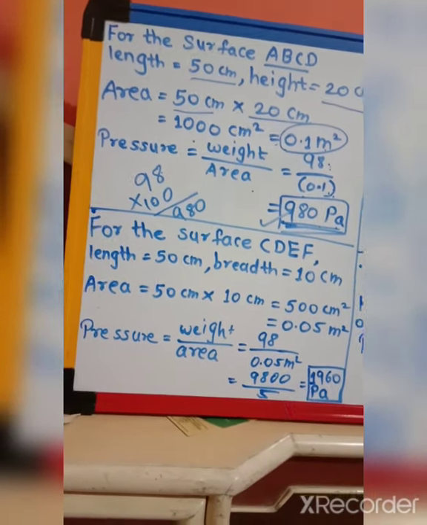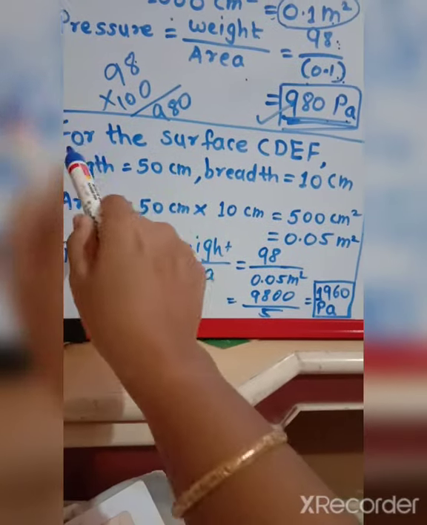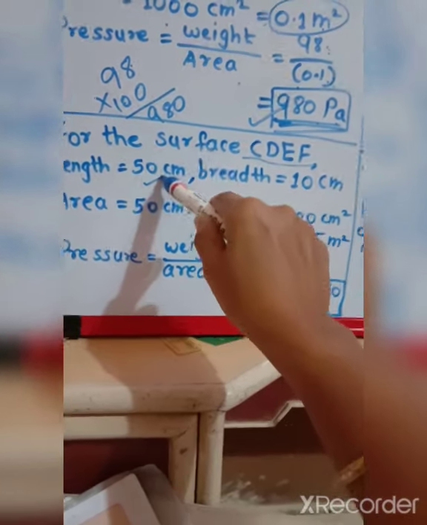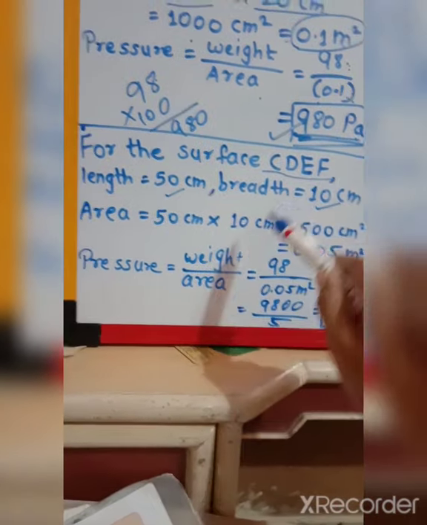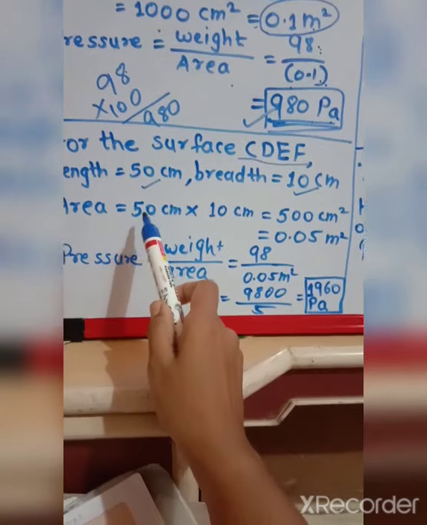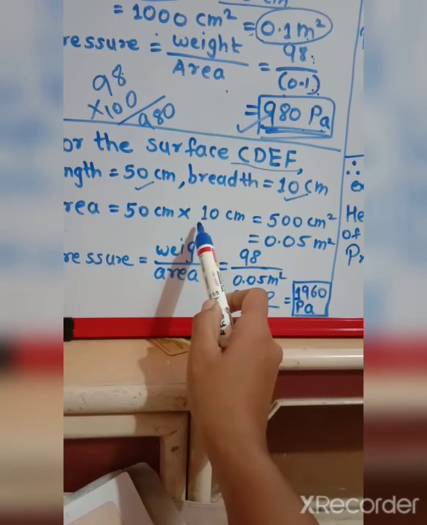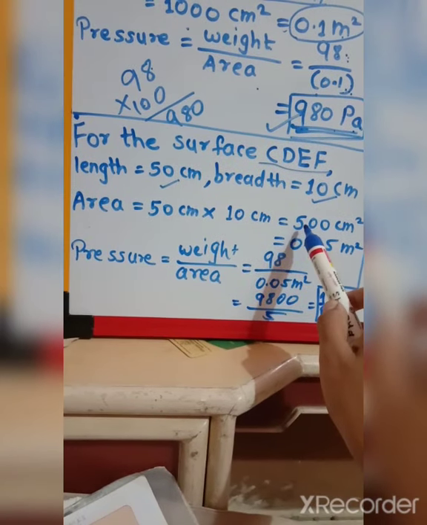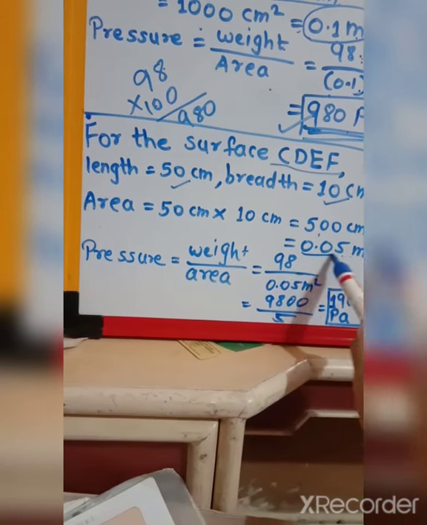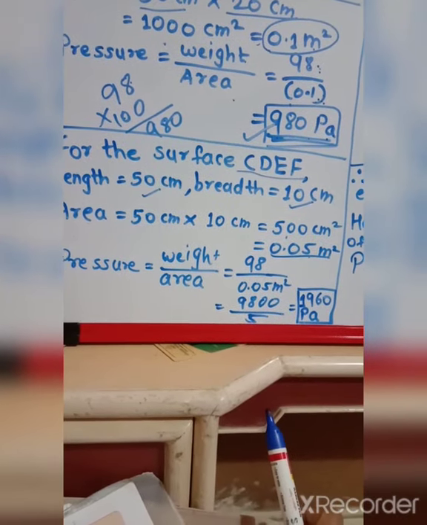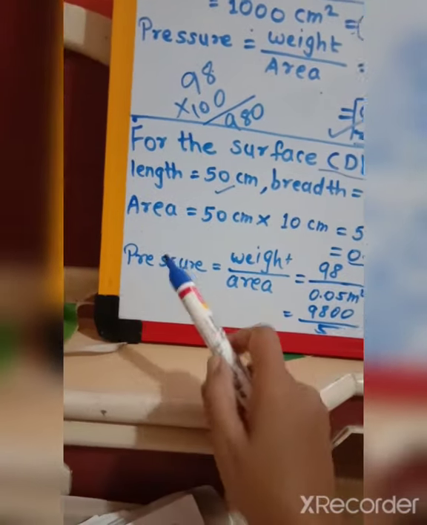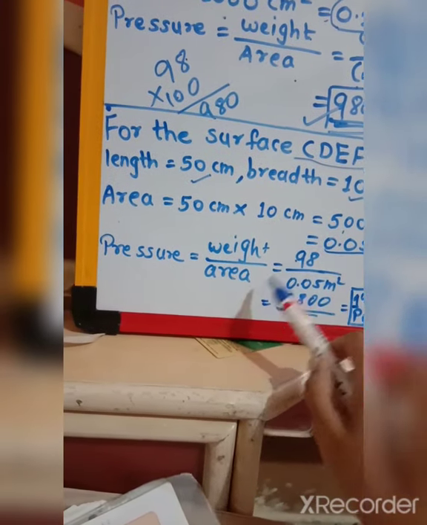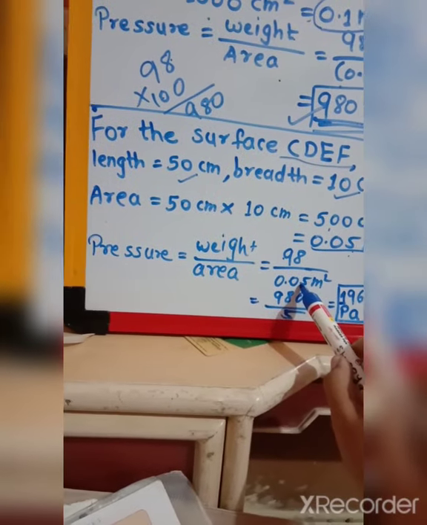Okay. Now the second is for the surface CDEF. Length is 50 cm, breadth is 10 cm. We'll find out area first. 50 cm multiplied by 10 cm will come 500 cm square. That has been converted into meter square, so it is coming 0.05 meter square. Now pressure is equal to weight upon area. Weight is 98, area here is 0.05 meter square.